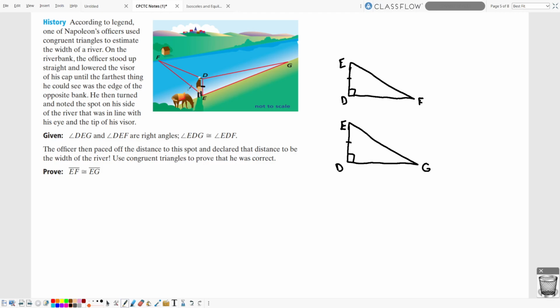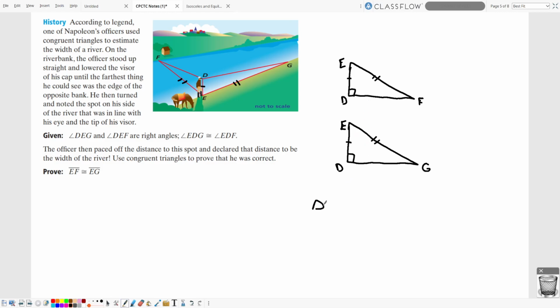So what they did was that they looked from here, and then they turned and looked at this side of the river, and using the brim of their hat, they got the same distance. So actually, we also have this EF and this EG should be the same distance, because they were able to use their hat to keep a measured distance and then look between the sides. So I know that this is congruent to that. Well, I have a right triangle in which I have a short side and the hypotenuse. So then therefore these two triangles are congruent.